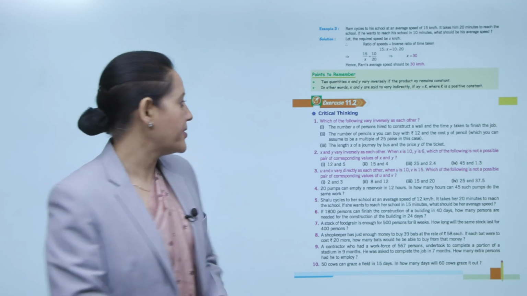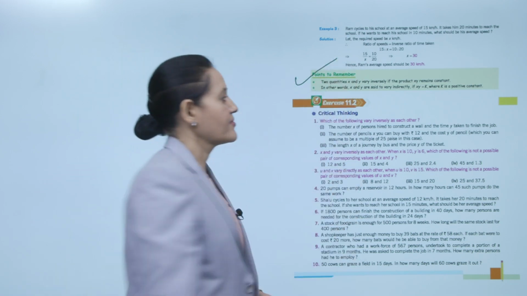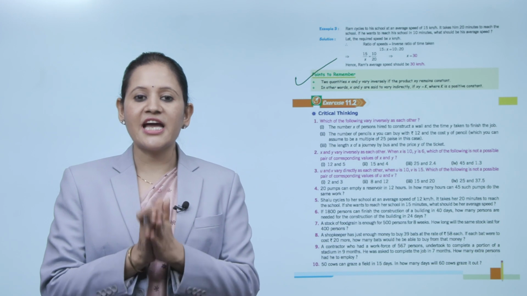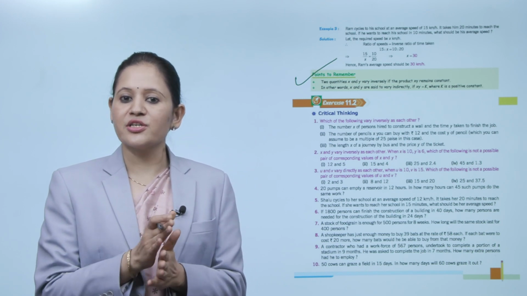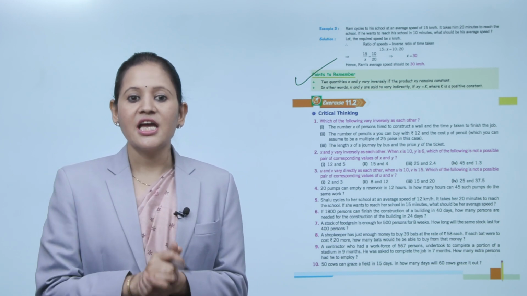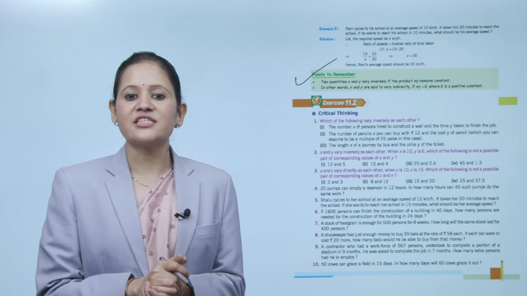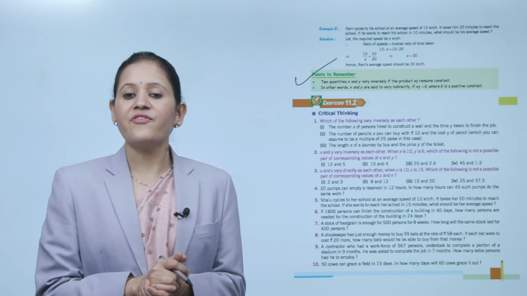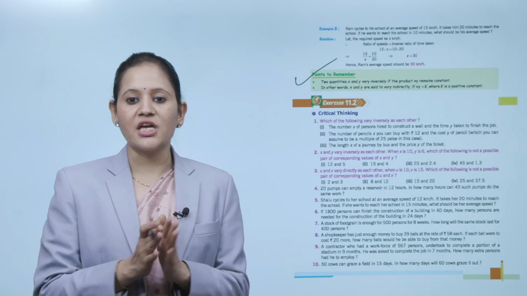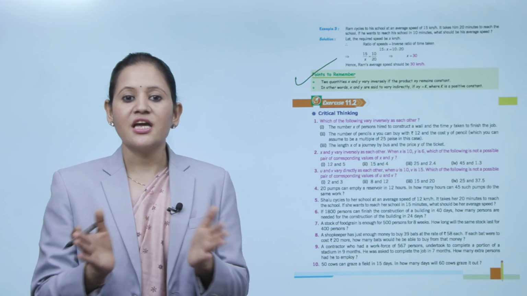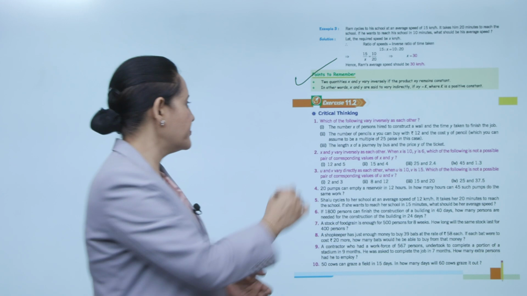Next is points to remember. Two quantities x and y vary inversely if the product of x and y remains constant. In other words, x and y are said to vary inversely if x multiplied by y equals k. Here k is a positive constant. Next is exercise 11.2.